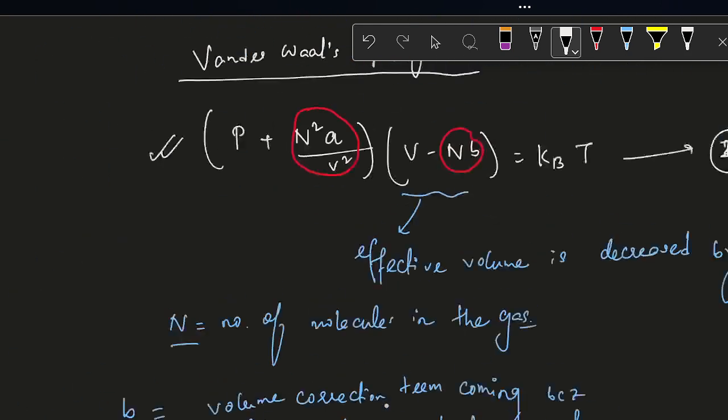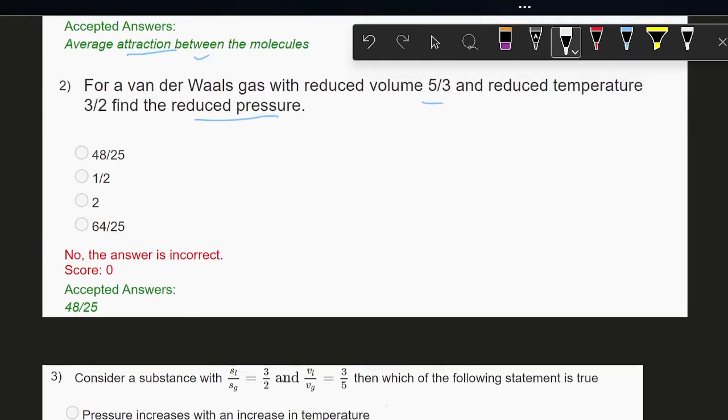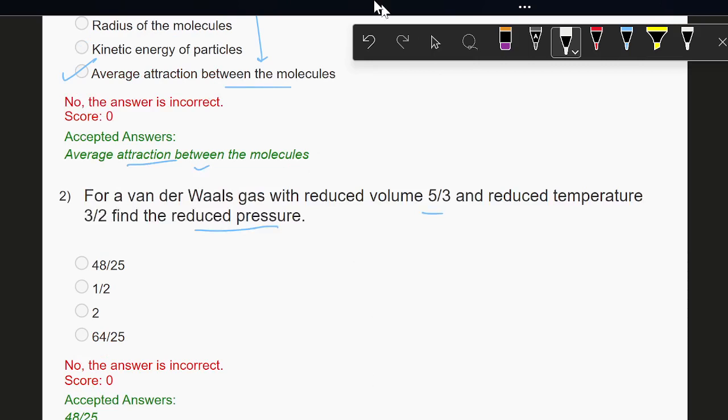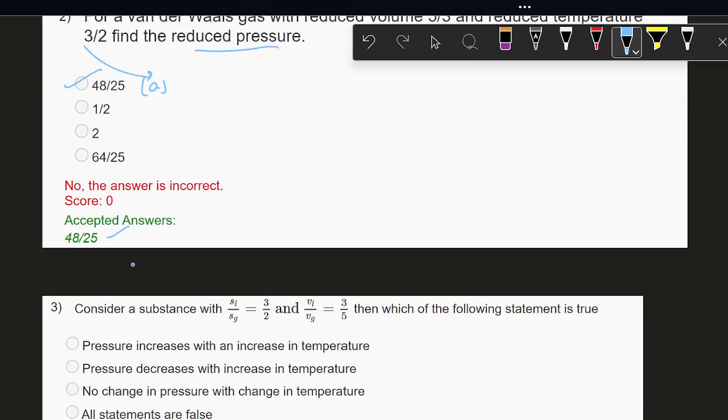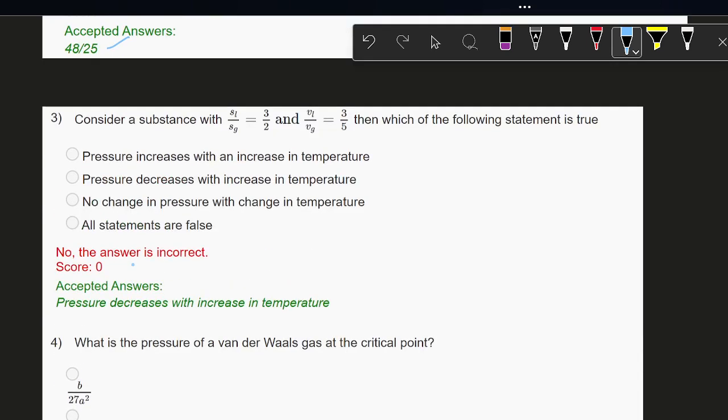I think this was the answer that was given. Let us check. Yeah, this was the answer. Answer is 48 by 25 as the accepted answer. So this is question number 2 solved. Solution is option number A. Now so this is done. So let us move on to the next question.